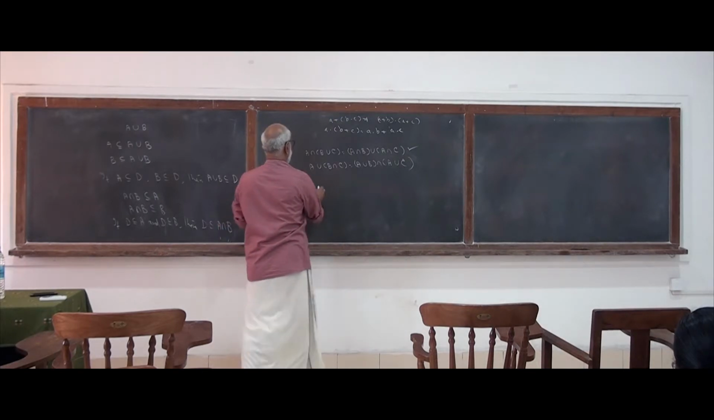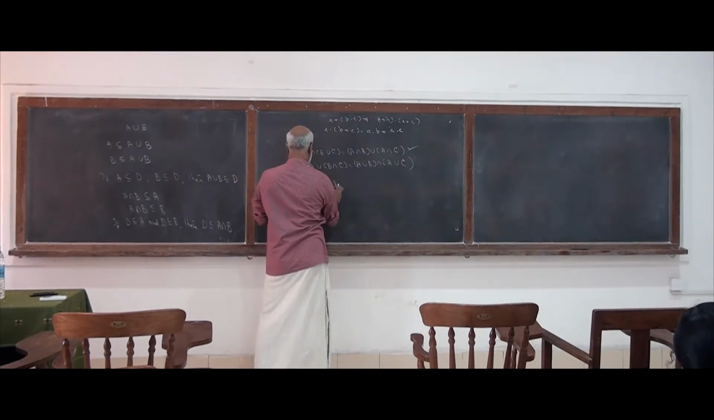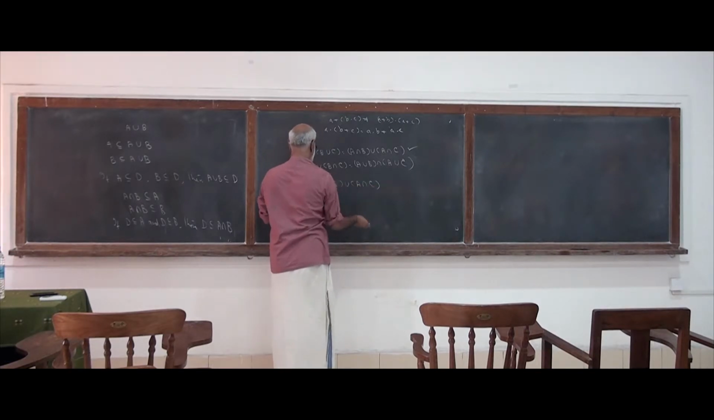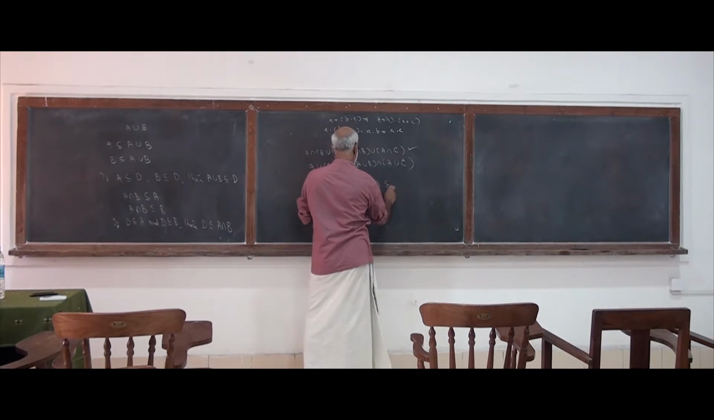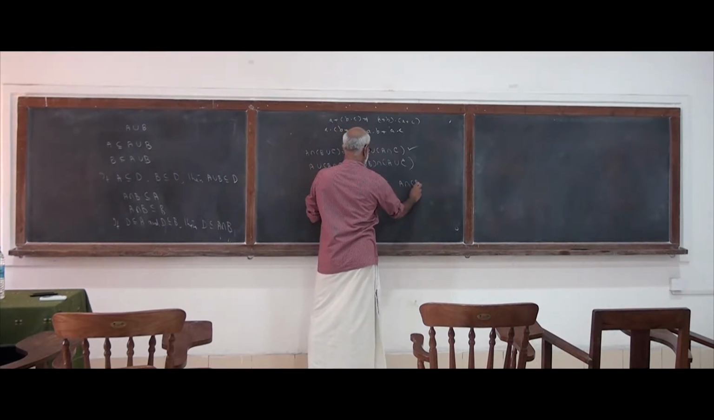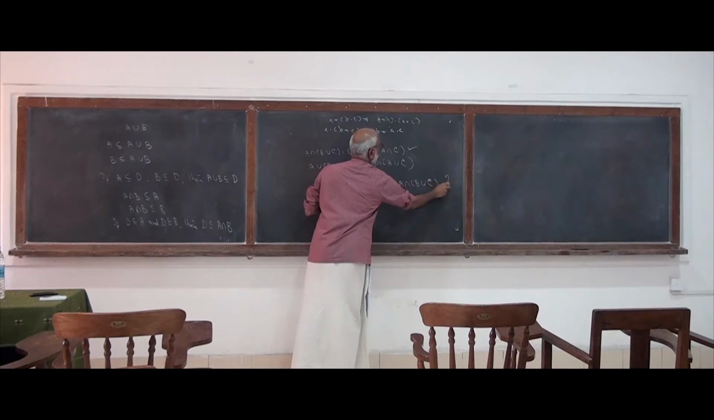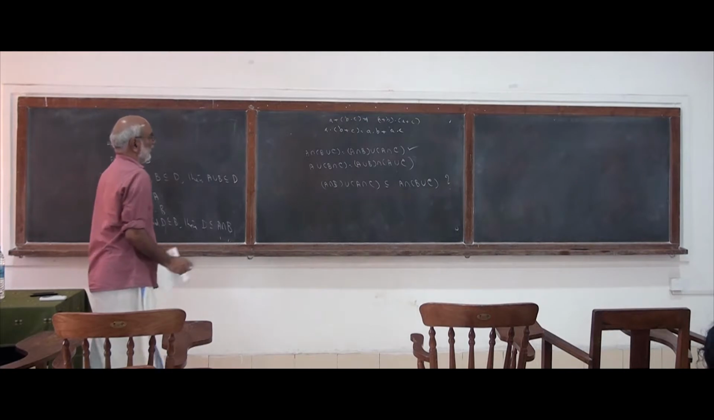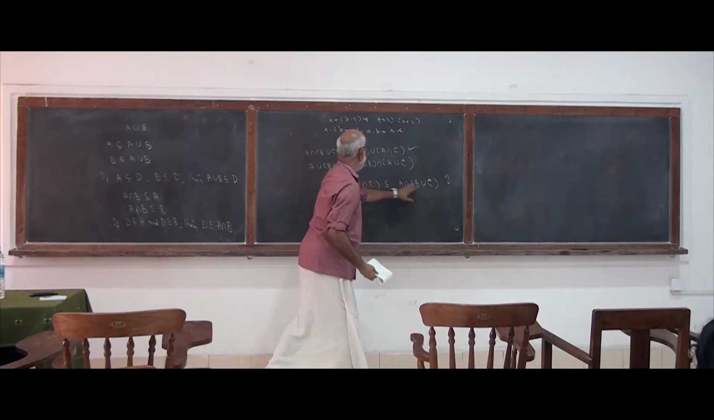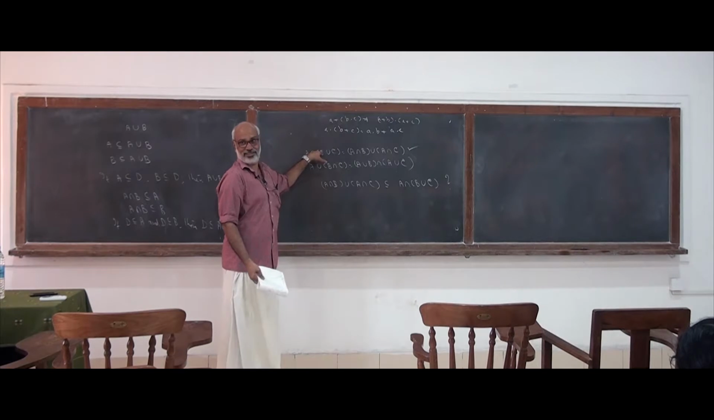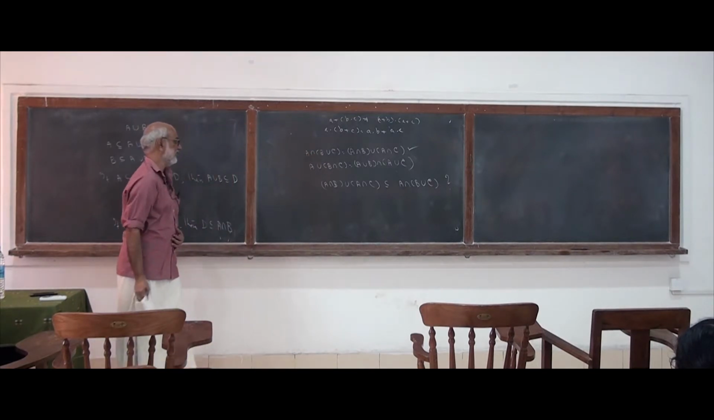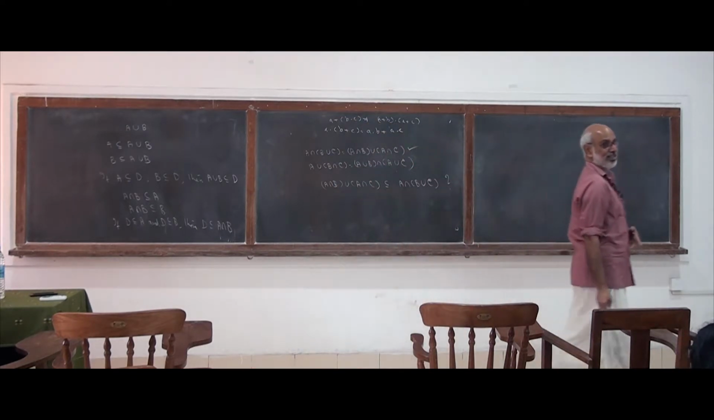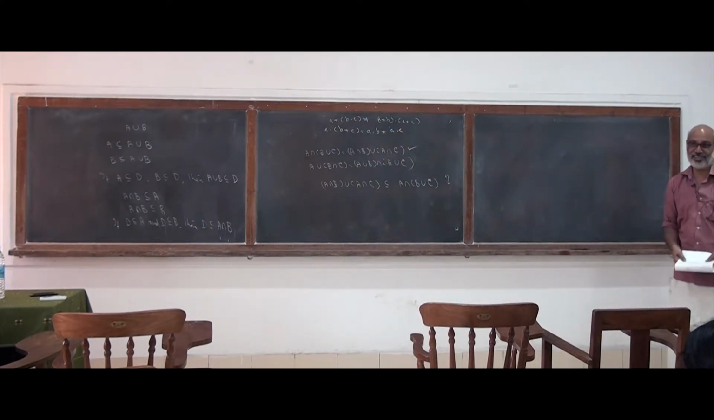Now, let me take this part, that is A intersection B union A intersection C is a subset of A intersection B union C. First, let me prove this part, and then I will prove that this is contained in this also, and combining I will get the equation. That is the strategy. So, how to prove this? Usually, we take an element of the left hand side and prove that it is an element of the right hand side. That is the standard procedure.